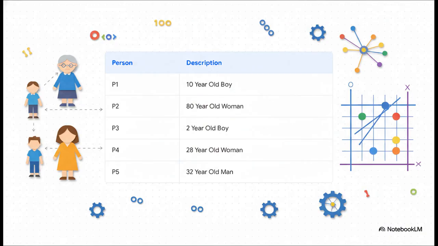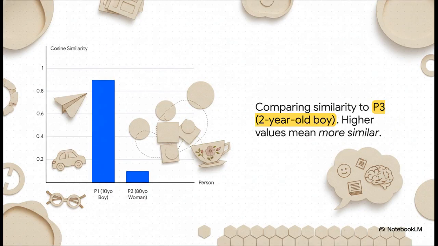Okay, map's ready. Let's meet our test subjects. We've got five different people, and we know their age and gender. What we're going to do is turn each person into a coordinate, a vector, and stick a pin for them on our map. And there you have it. Once we actually plot them, look at what happens. It's pretty cool. The 10-year-old boy and the 2-year-old boy, see how they're basically right next to each other? They're clustered together. But then you've got the 80-year-old woman, and she's way over in a completely different corner of the map. Closeness means similarity.